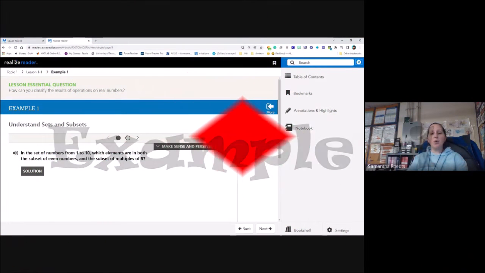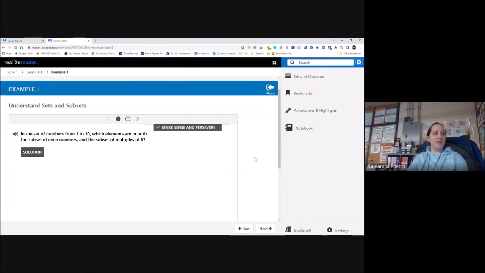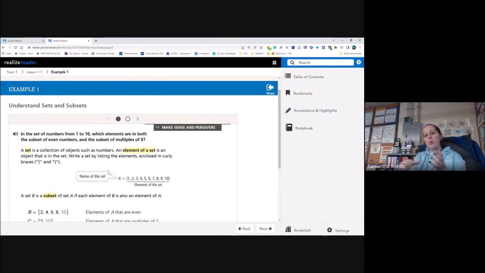All right, so example 1. In the set of numbers from 1 to 10, which elements are in both the subset of even numbers and the subset of multiples of 5? So we want to remember that a set is a collection of objects such as numbers. An element of that set is an object that is in the set. We can write a set by listing the elements enclosed in curly braces. So they're the ones that go like that, okay?